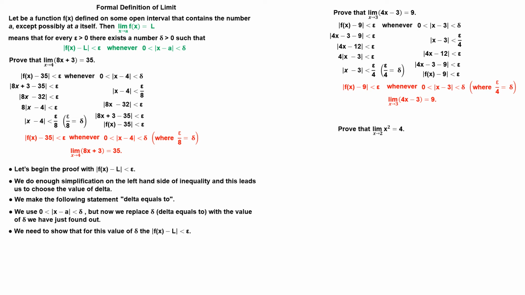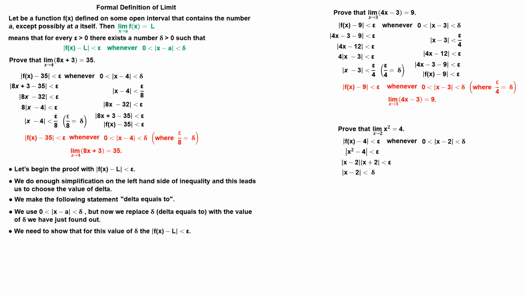Let's begin the proof with the following statement. The distance between f of x and 4 is less than epsilon. We can factor x squared minus 4. So we are looking to pick delta, which makes the absolute value of x minus 2 times the absolute value of x plus 2 less than epsilon. From our hypothesis, the absolute value of x minus 2 less than delta already tells us that we can make the absolute value of x minus 2 small. But what about the other term in that product, the absolute value of x plus 2?